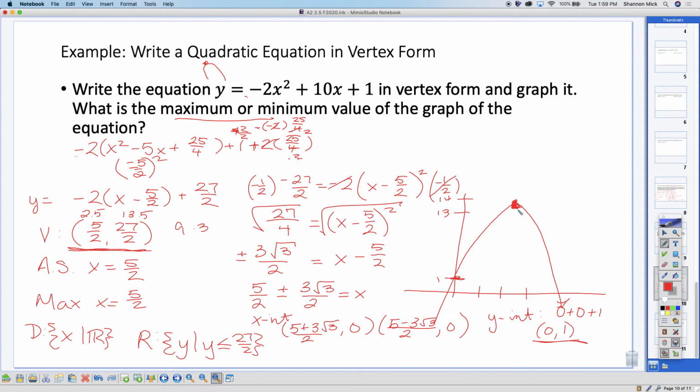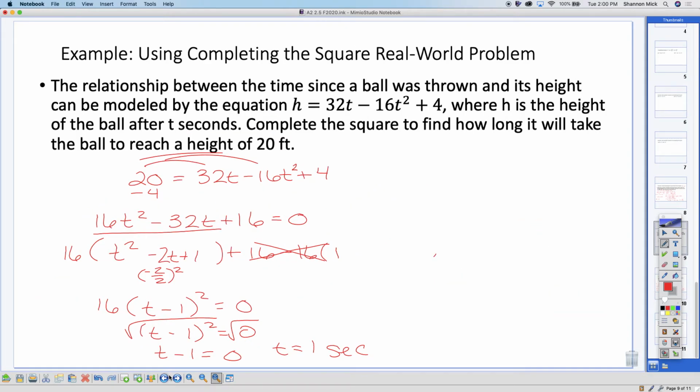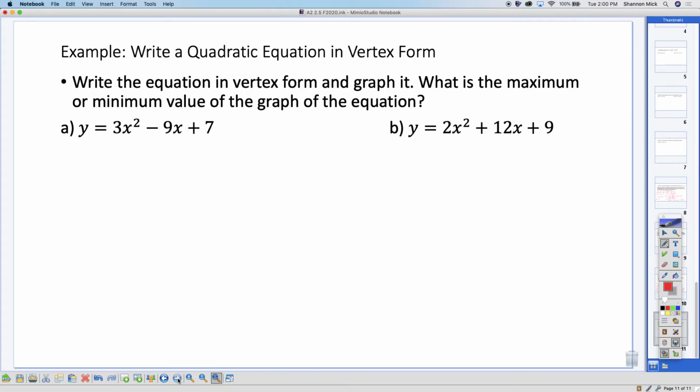I'm really worried that you can find the x-intercept, the y-intercept, the vertex, the axis of symmetry, all that stuff, because that's what we've been doing since 2.1, right? So we need to keep being able to do that. So if you can complete the square, get over the fractions. It says write it in vertex form and graph it. So 3x squared minus 9x plus 7.